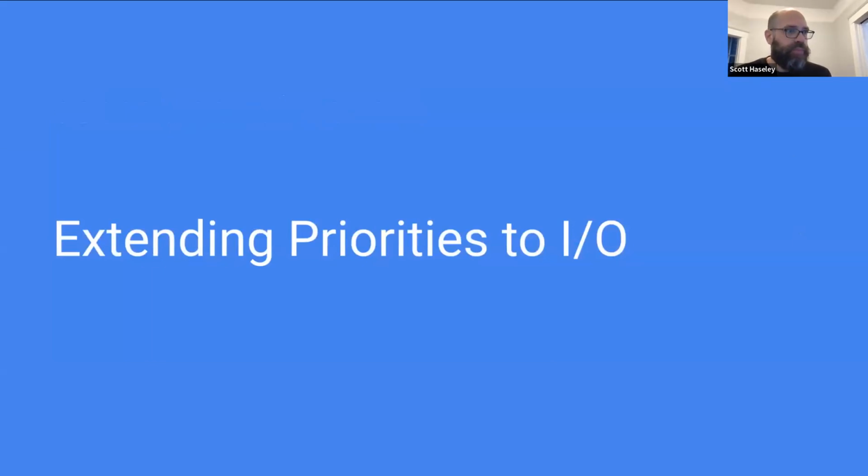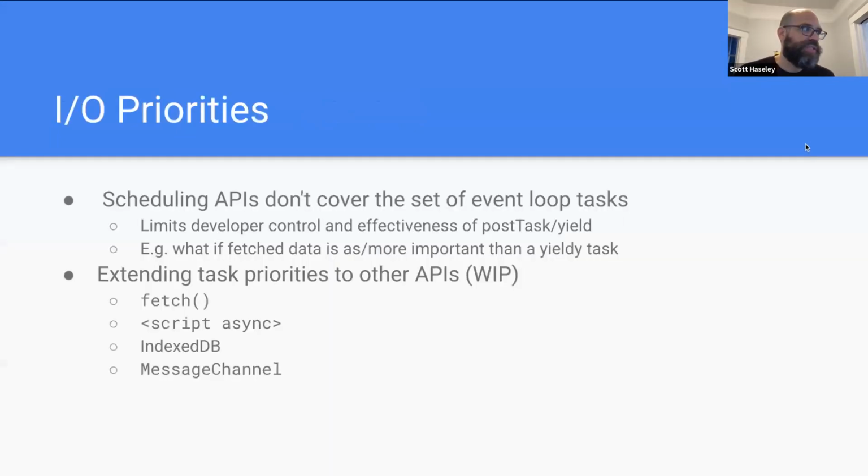Okay, and then finally, a bit further out, something that we're looking at: extending the priority system to other APIs, specifically to some I/O. Again, just ideas, but the key thing here is that the APIs that I've talked about don't cover the full set of event loop tasks. While you're yielding, for example, you may be waiting on data that's very important, but there's no way to express the priority of that fetch other than the network.